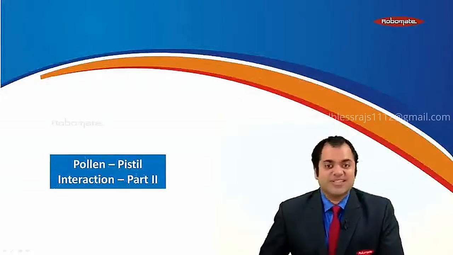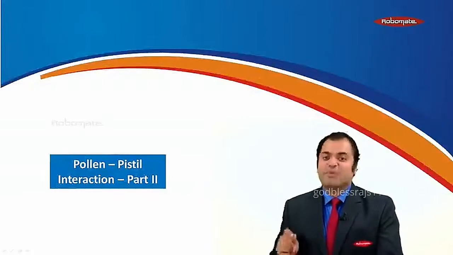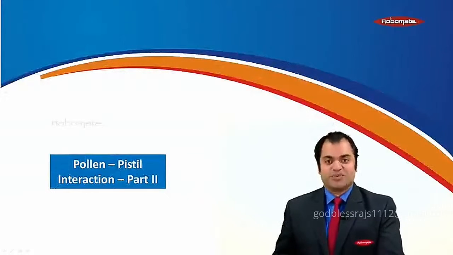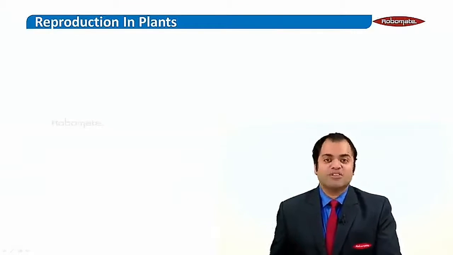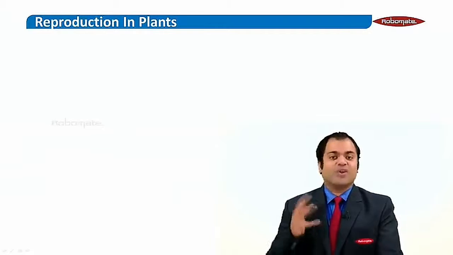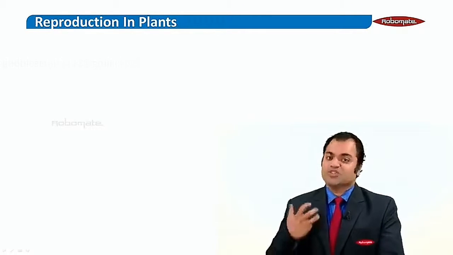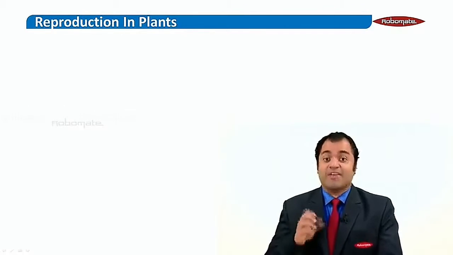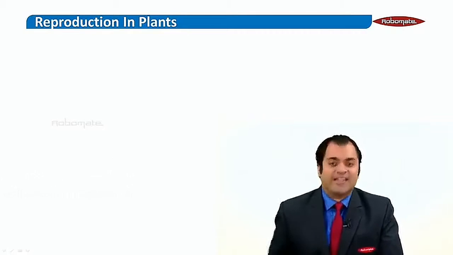Hello students, in this module I'll be talking about the pollen-pistil interaction part 2. In the previous module you saw that the pollen grain landed on the stigma and started to germinate after the stigma had recognized it to be the right kind of pollen.